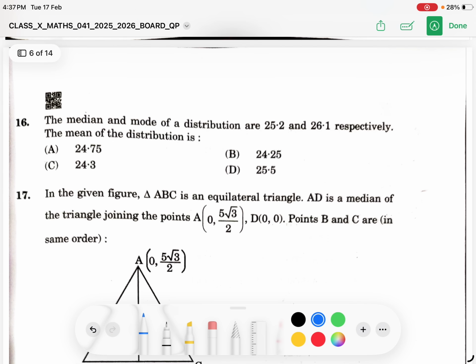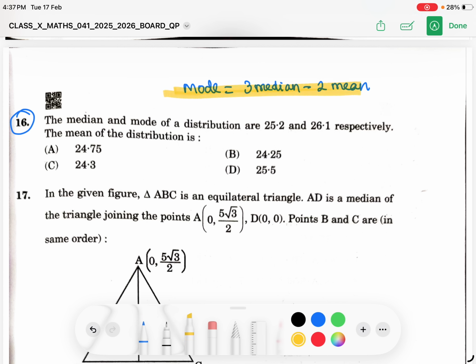Next, the 16th question, obviously easy. The relation we have to use is mode equal to 3 median minus 2 mean. If you substitute the values, you will get 24.75 as the answer.